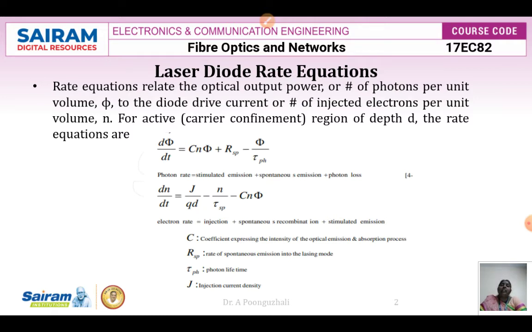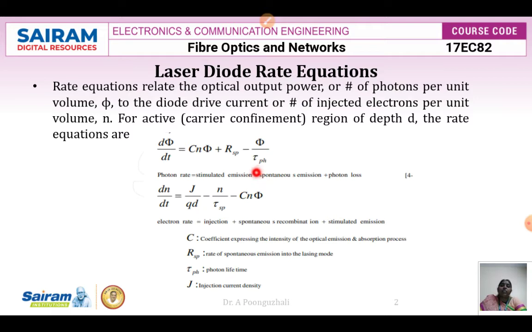So here, in the active region, which is going to have a depth of d, the rate equations are going to be given as d phi by dt is equivalent to Cn phi plus Rsp minus phi by tau ph, where phi is nothing but the photons. So in this case the photon rate is going to be given as the summation of a stimulated emission Cn phi, a spontaneous emission Rsp, plus your photon loss.